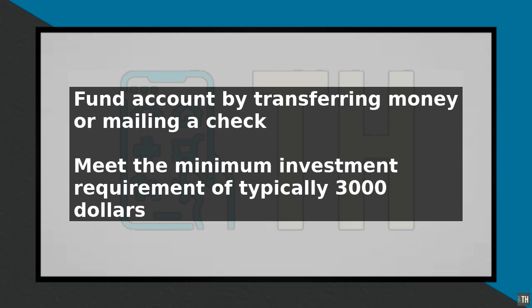It is essential to understand the fees associated with the Vanguard 500 Index Fund. The expense ratio for this fund is currently 0.04%, which means that for every $1,000 you invest, you will pay 40 cents in fees per year. This is a relatively low fee compared to other investment products, and it is one of the reasons why index funds are so popular.